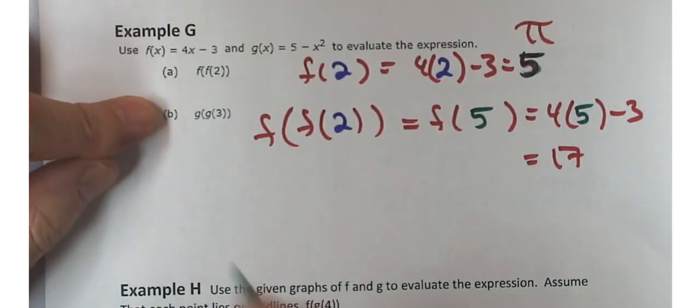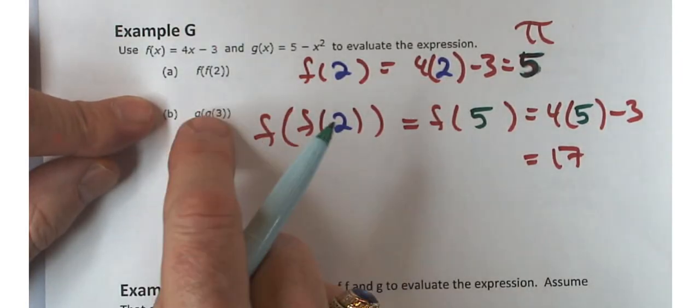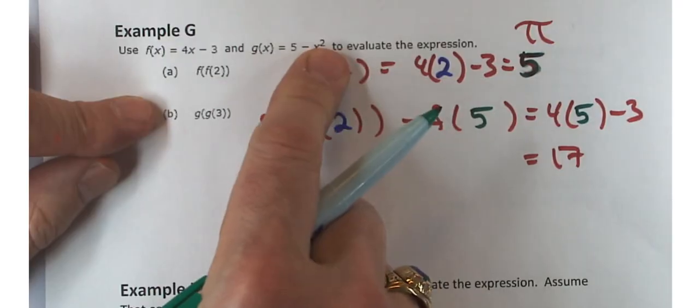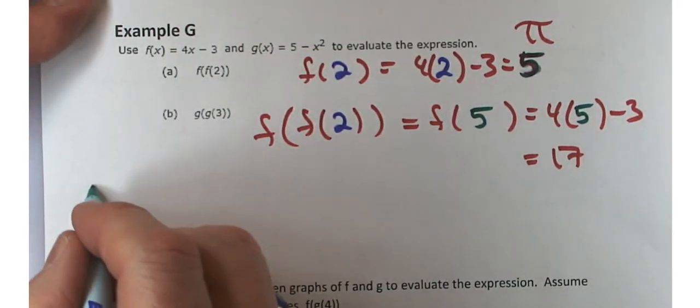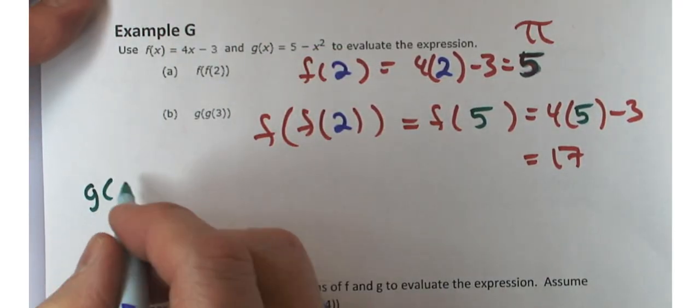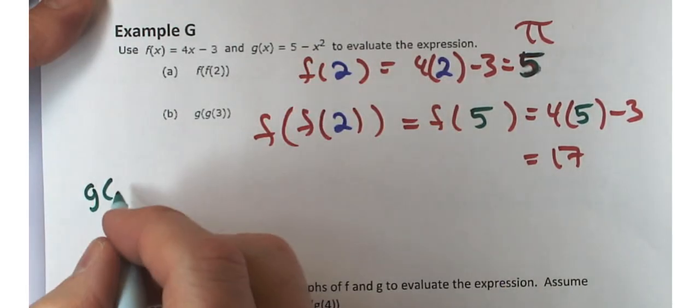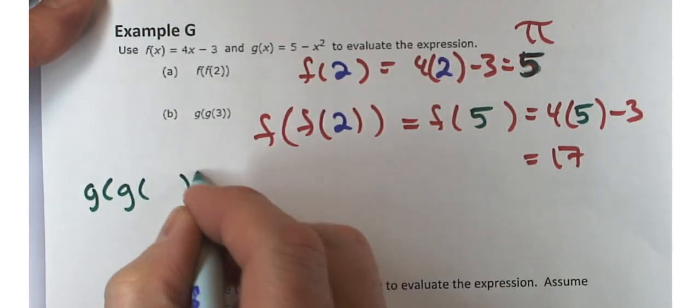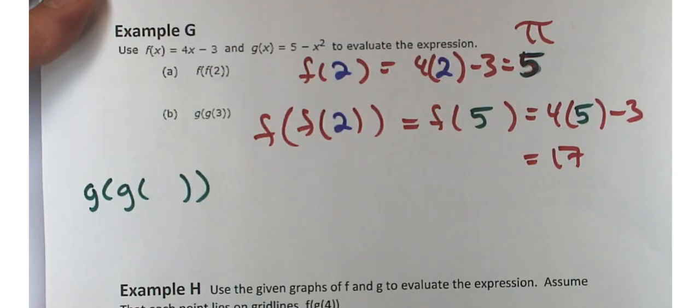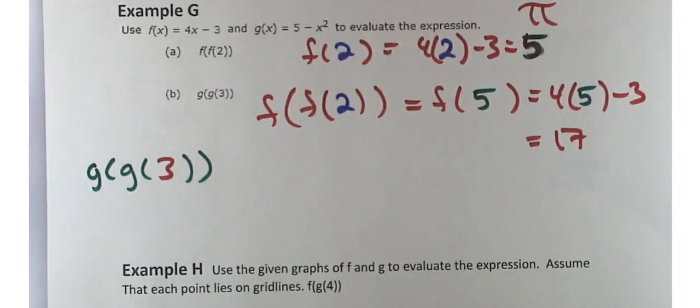But why don't you try the same thing with g of g of 3. So g of x is 5 minus x squared. See what you can get there. First one with the right answer gets to do an extra 10 problems of homework. Go. I'm still trying to perfect my reverse psychology. It hasn't gotten there yet, but we're getting there.